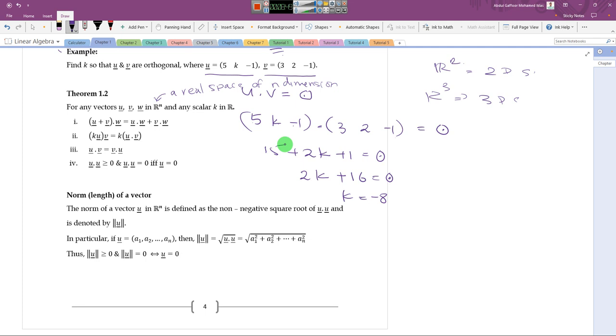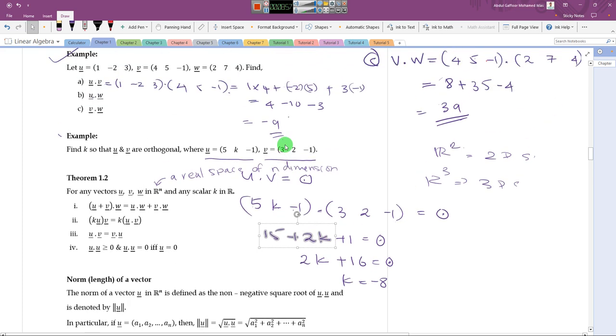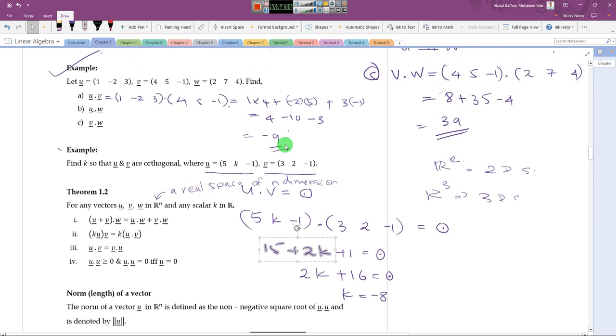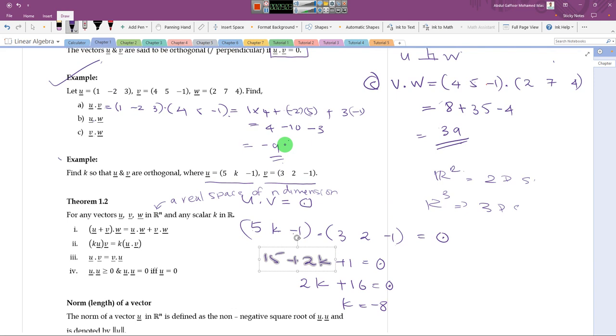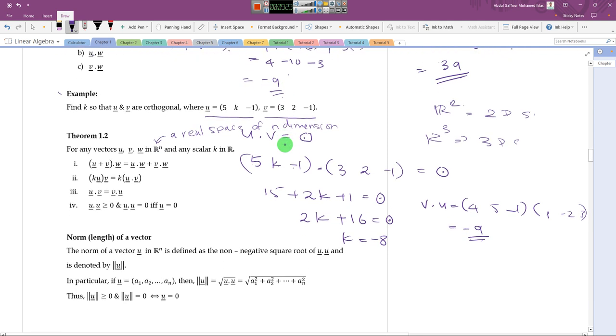For example, if you just consider the previous example, if you take v dot u, v is (4, 5, -1), u is (1, -2, 3), and if you simplify it again, you will get minus 9. So the scalar product, I mean the dot product, is commutative. So theorem 1.2, the third part says this is commutative.